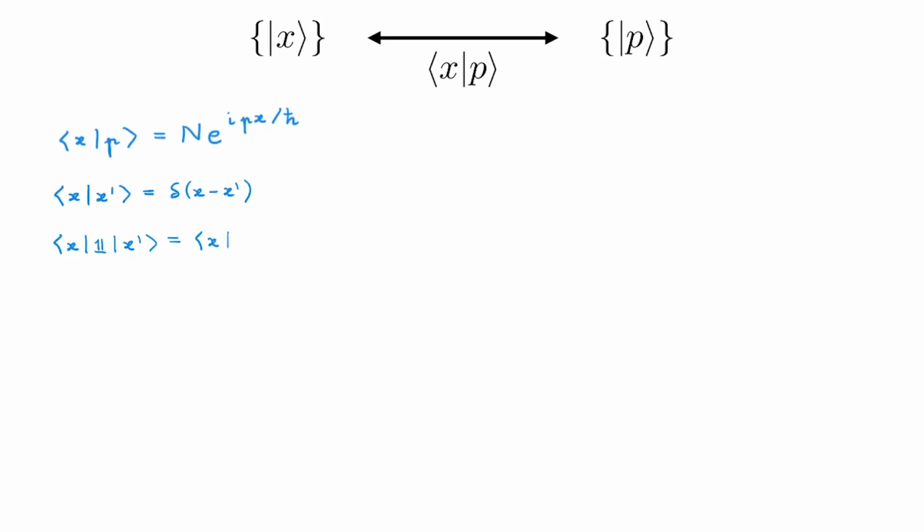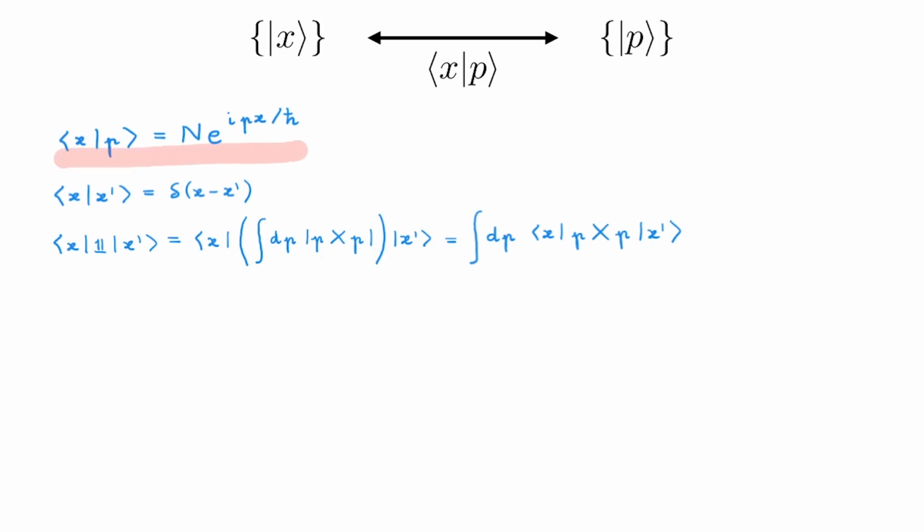Now we insert the resolution of the identity in the p representation, so we write the integral over dp of |p⟩⟨p| between x and x prime, and operating through, this gives us the integral over dp of ⟨x|p⟩⟨p|x'⟩. The two terms under the integral sign are simply equal to the term above and its complex conjugate, and we can therefore write the whole thing as equal to the absolute value squared of N times the integral over dp of e to the i p (x minus x prime) over ħ.